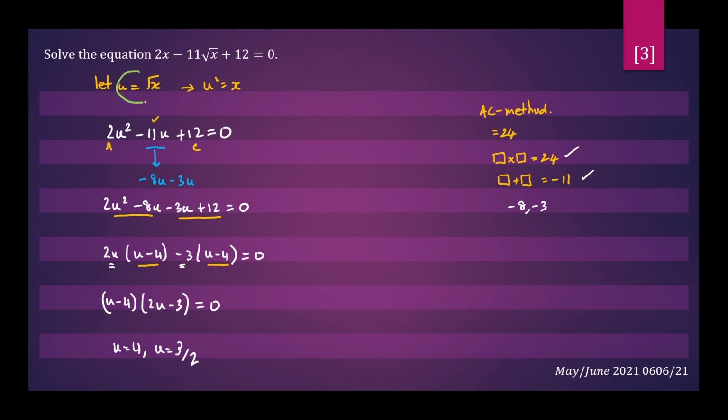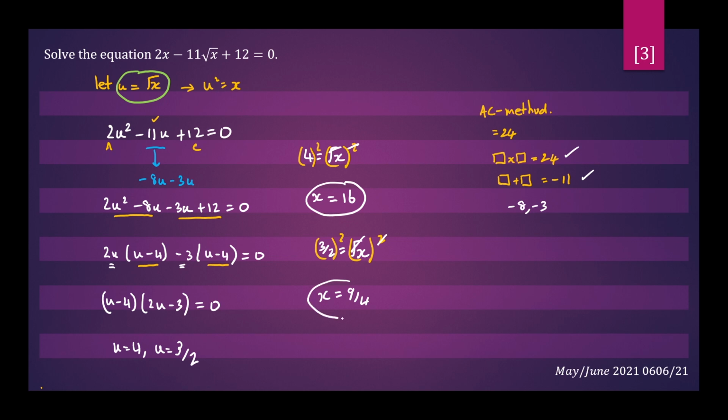So going back to our original substitution up here, we can then write 4 equals root x and 3 on 2 equals root x. So for both equations, let's square both sides here and here. The square cancels the square root. So we can say that x equals 4 squared, which is 16. That's your first solution. And here again, the square and square root will cancel each other. So x equals 9 on 4. And that's your second solution.